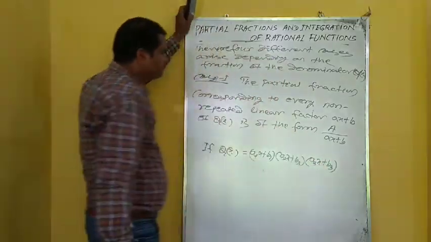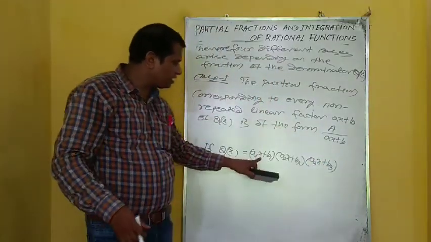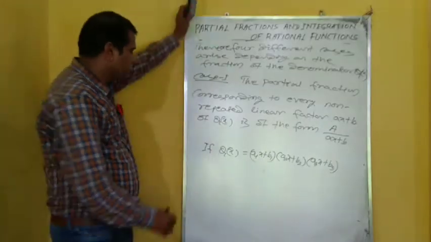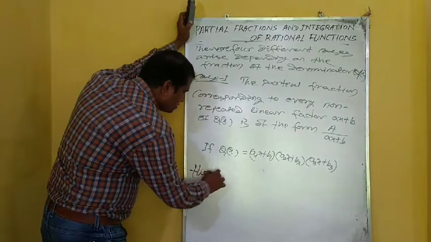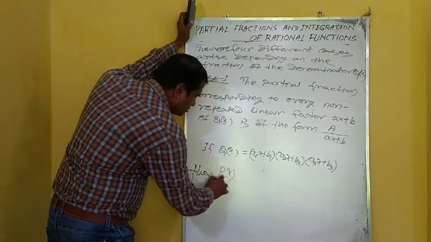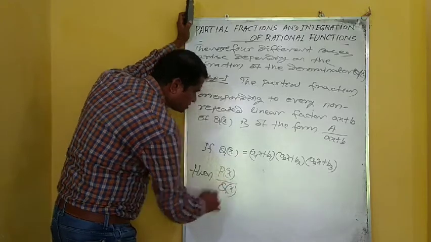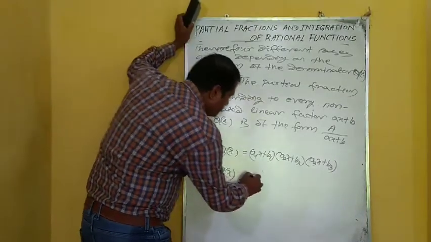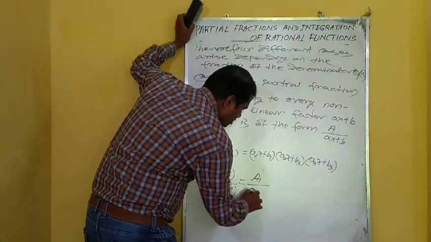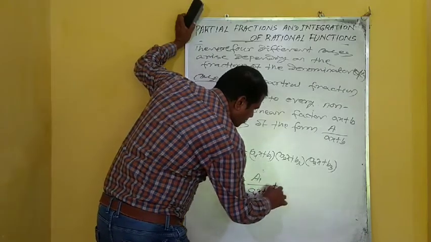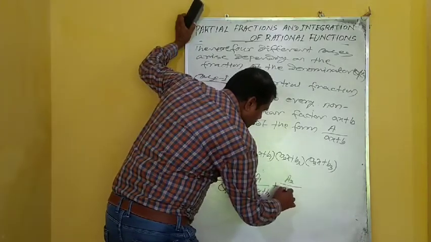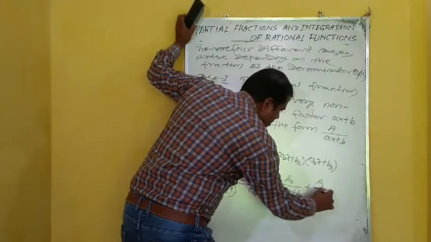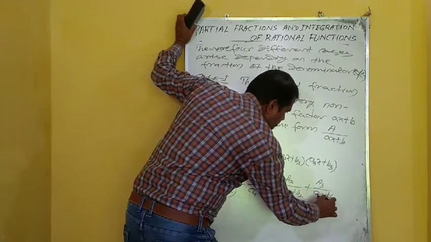All factors are non-repeated: a1x plus b1, a2x plus b2, a3x plus b3. Then the proper algebraic fraction r of x by q of x can be written as the sum of partial fractions: A1 by a1x plus b1 plus A2 by a2x plus b2 plus A3 by a3x plus b3.